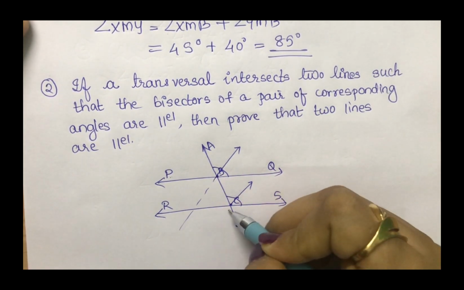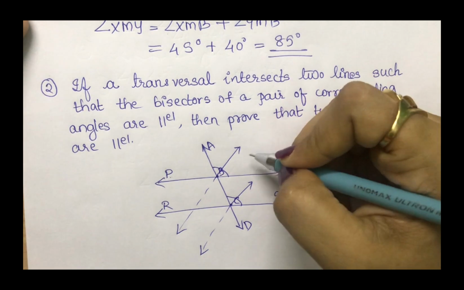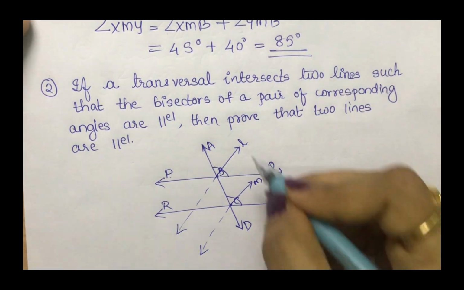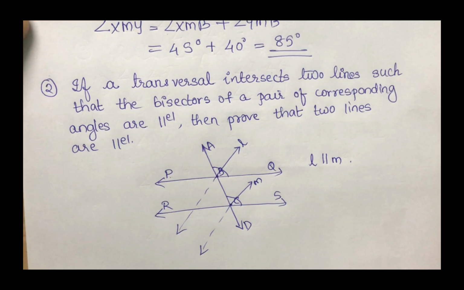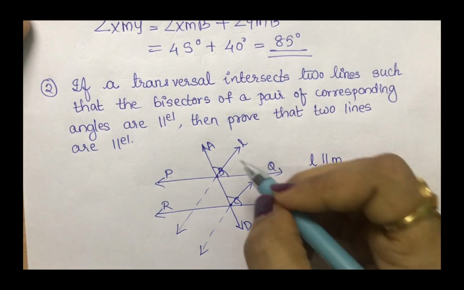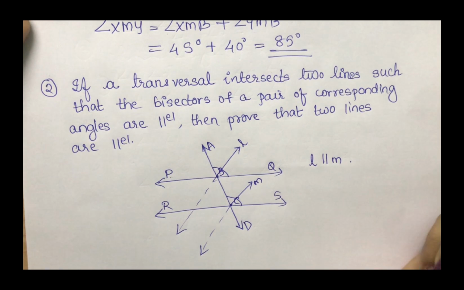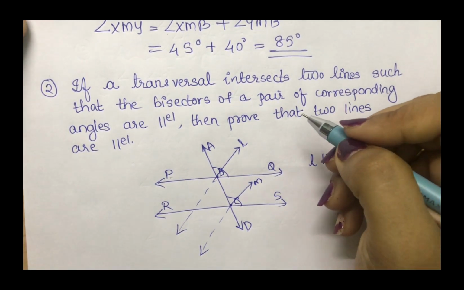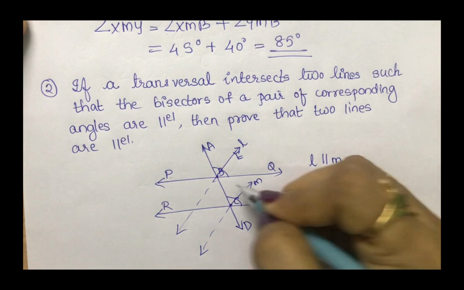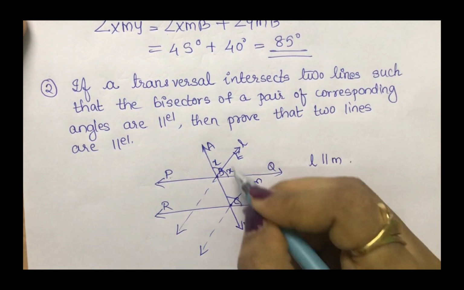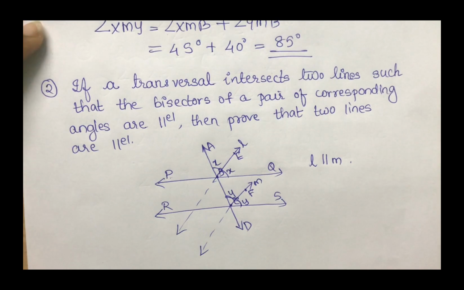So if we extend, these two are parallel. Let the bisectors be L and M, so L is parallel to M. These are bisectors. Let's take this as E, this as F. Let this angle EBQ be X, and let this be X. These are equal because L is a bisector. Let this be Y and let this be Y.